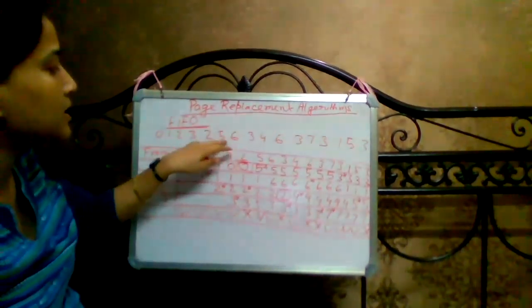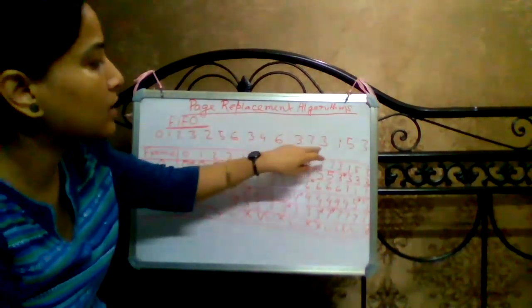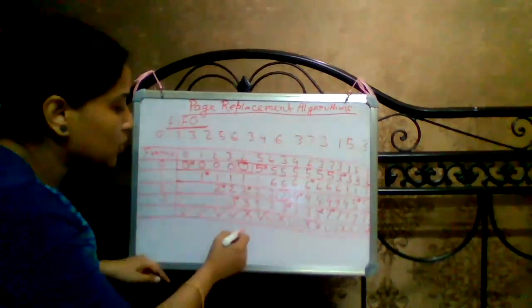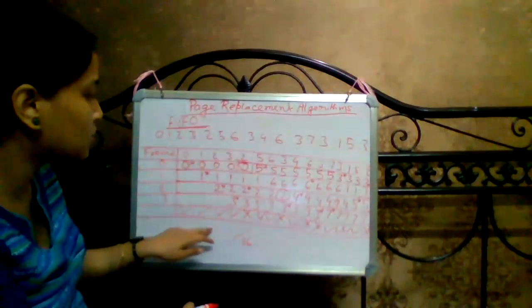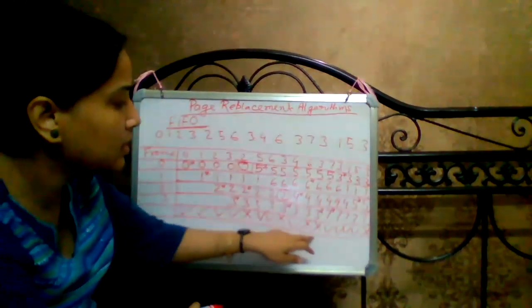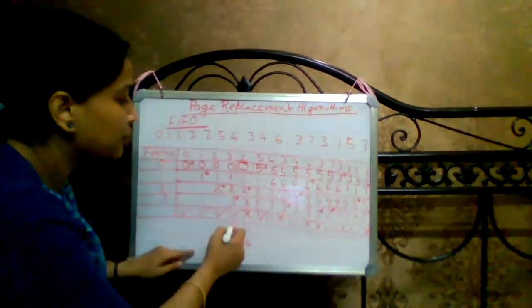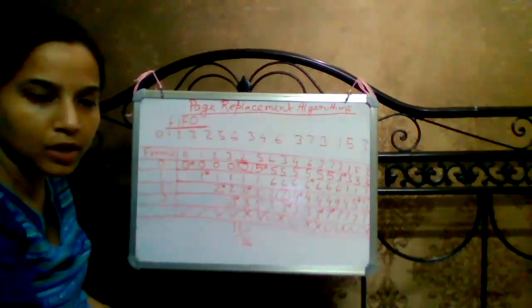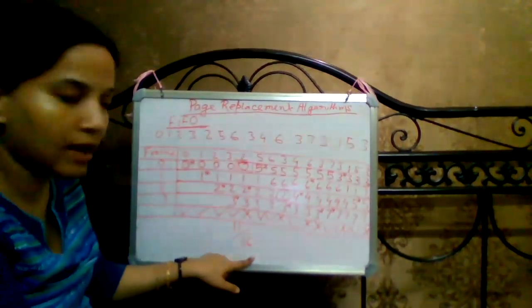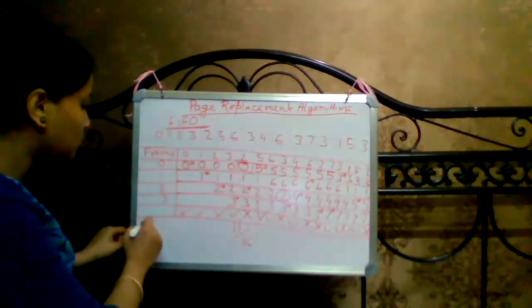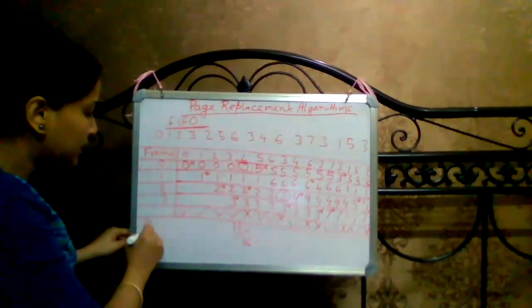Okay, understood? So how many pages were in the string? 1, 2, 3, 4, 5, 6, 7, 8, 9, 10, 11, 12, 13, 14, 15, 16. So the total number of pages is 16. And how many page faults? 1, 2, 3, 4, 5, 6, 7, 8, 9, 10, 11. Within 16 pages for execution, there are 11 page faults. So that will be the page fault rate.